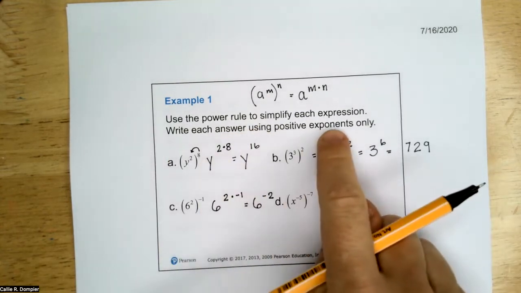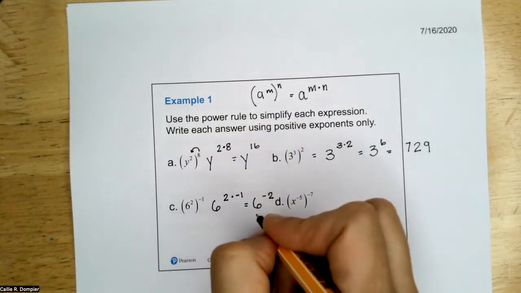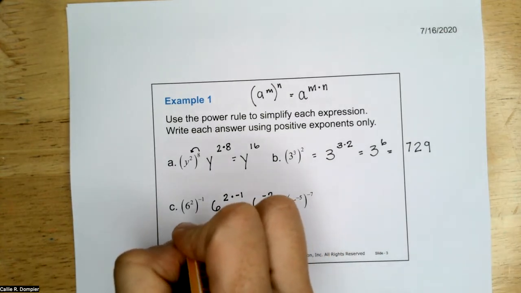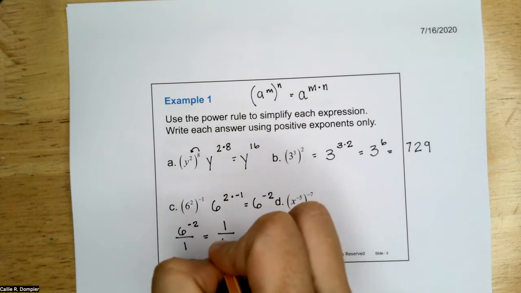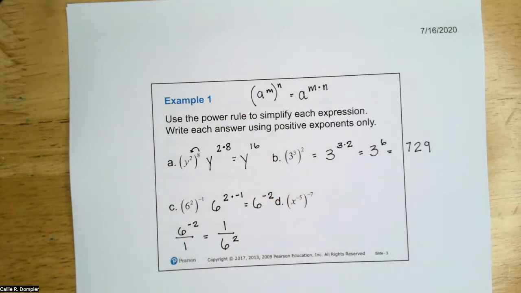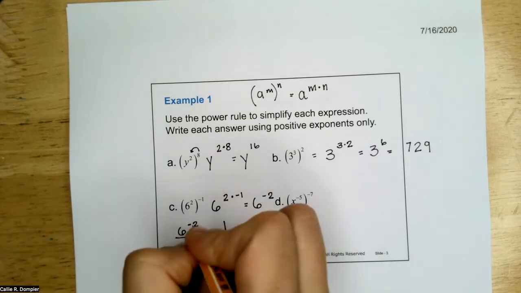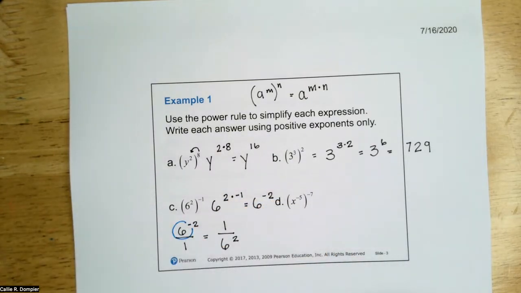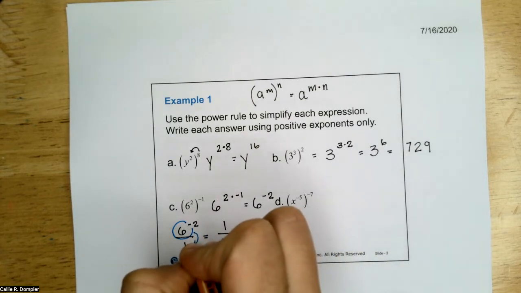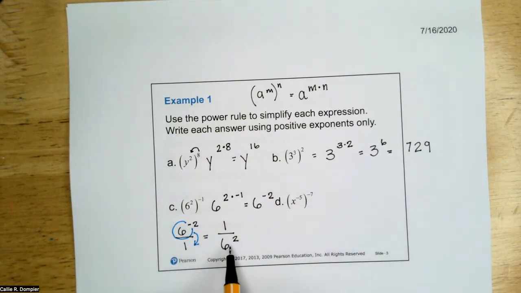Remember, it says write each answer with only positive exponents. So 6 to the power of negative 2 becomes 1 over 6 to the power of positive 2 because you have a negative exponent. So the term adjacent to that negative exponent is going to get moved across the fraction bar. If it's down here with a negative, move it to the top. If it's up here or alone, move it to the bottom of the fraction. And the negative exponent will become a positive exponent.